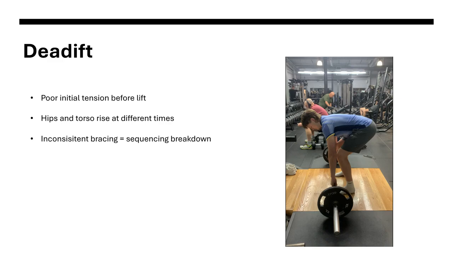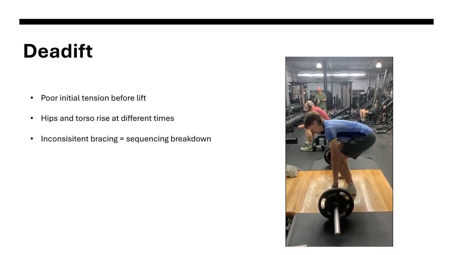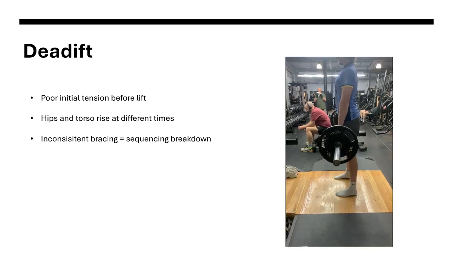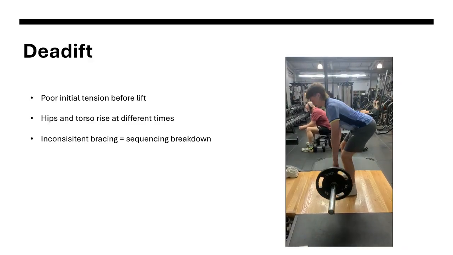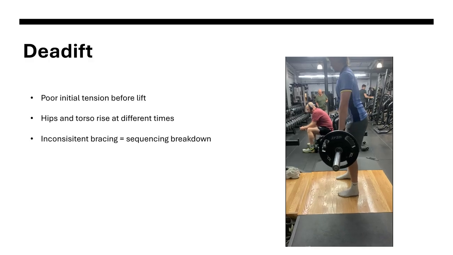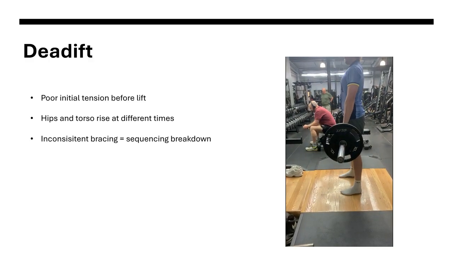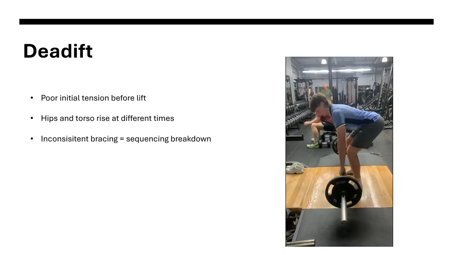In George's baseline deadlift, we see a skill-based limitation. He struggles to create tension before lifting, meaning the bar leaves the floor before his body is set properly. His hips and torso rise at different times, and he doesn't maintain consistent control over the bar path. These issues indicate a breakdown in sequencing and bracing rather than a restriction in range or strength.